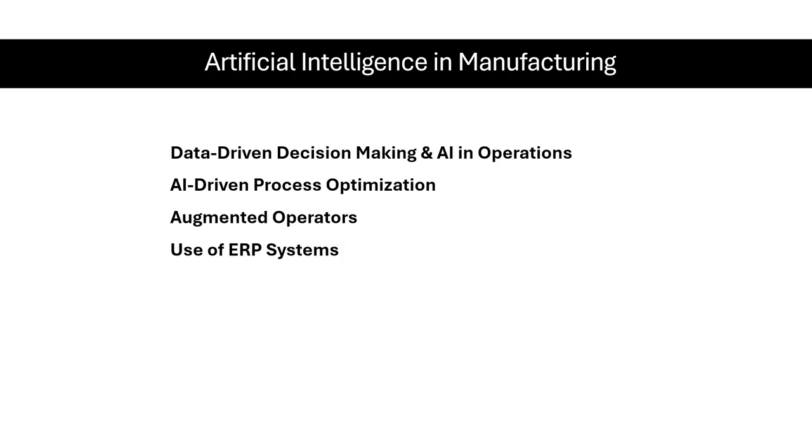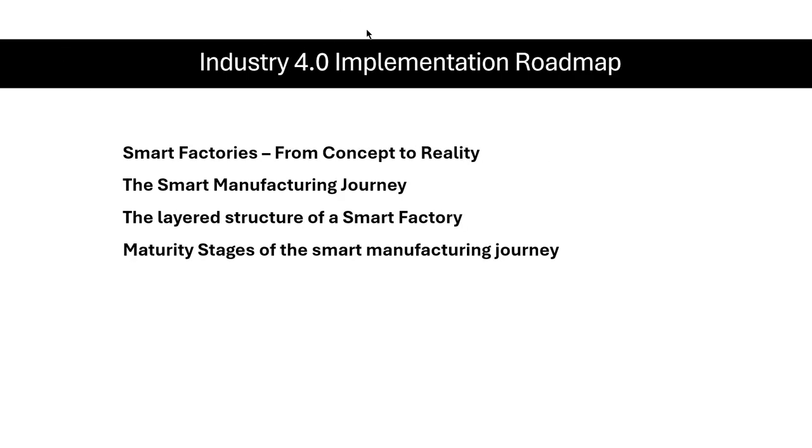Artificial intelligence in manufacturing will cover data driven decision making and AI in operations, AI driven process optimization, augmented operators, and the use of ERP systems. And finally, Industry 4.0 implementation roadmap will include smart factories from concept to reality, the smart manufacturing journey, the layered structure of a smart factory, and maturity stages of the smart manufacturing journey.